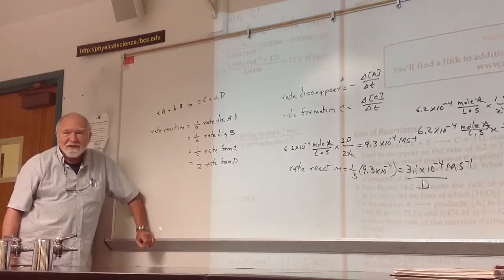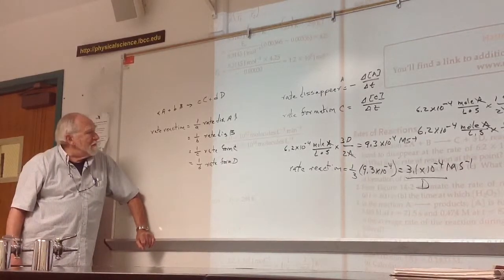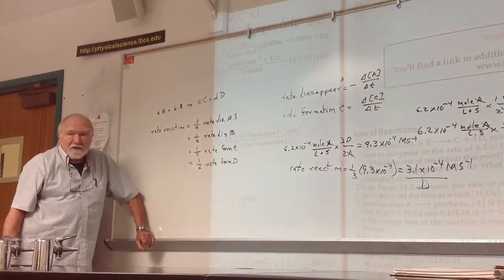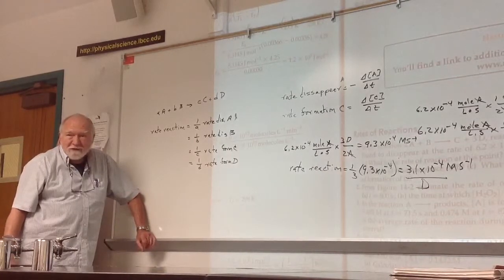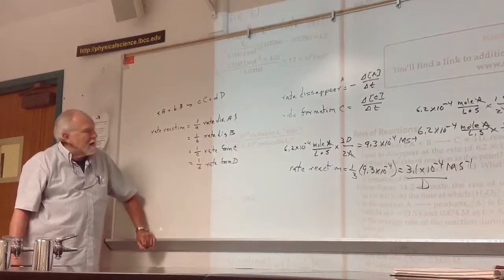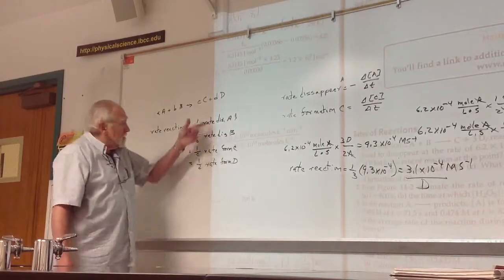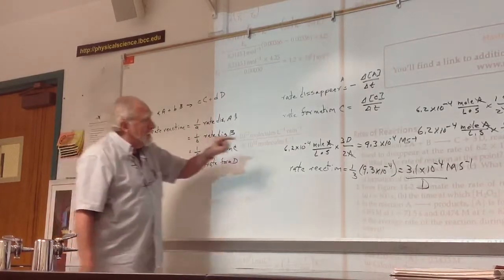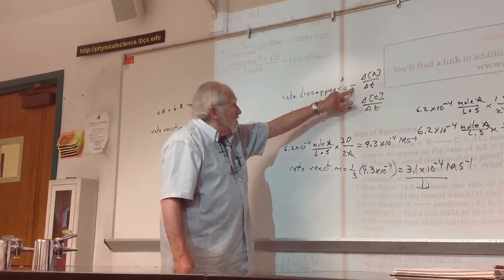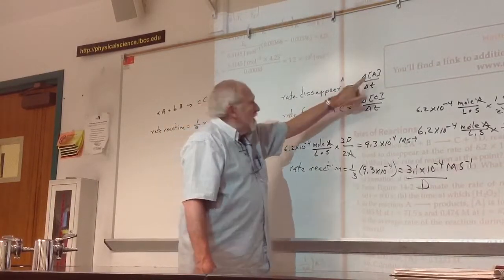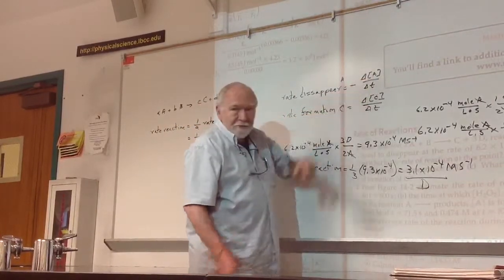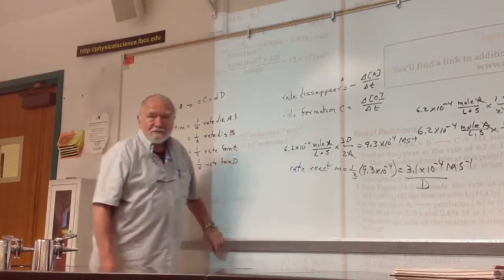Yes? Shouldn't the first two be negative? Remember I said your book is using what? Always positive numbers for the rates. And so when he talks about the rate of disappearance of A or the rate of disappearance of B, he's going to put a minus here, and this number is a minus. The two minuses make the rate a positive number.